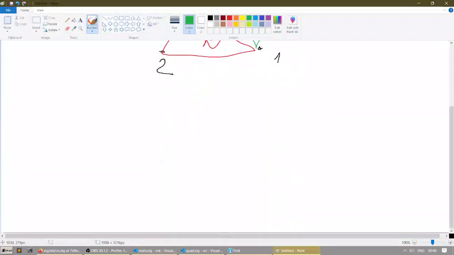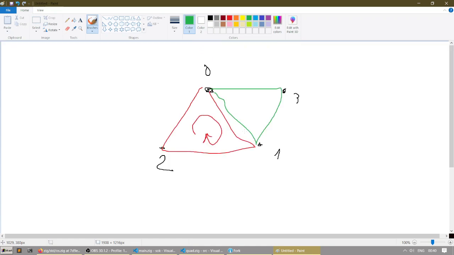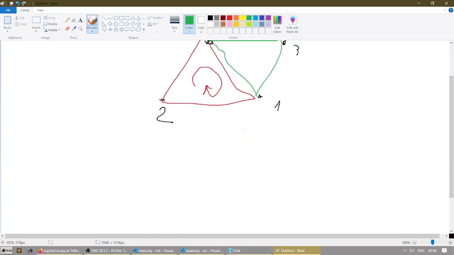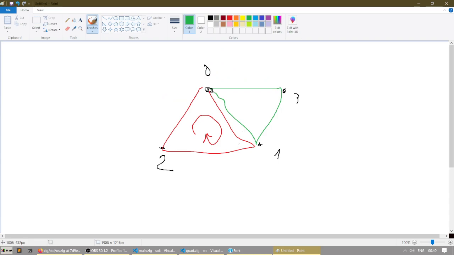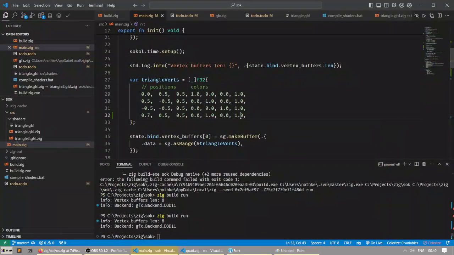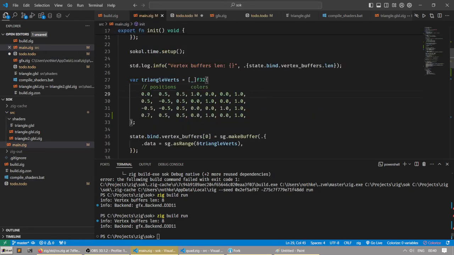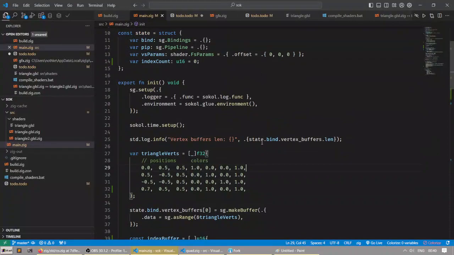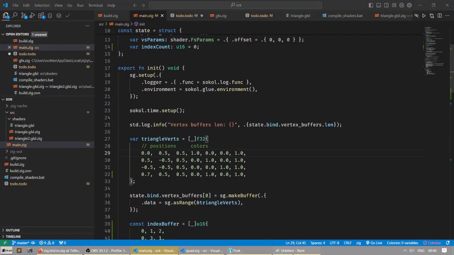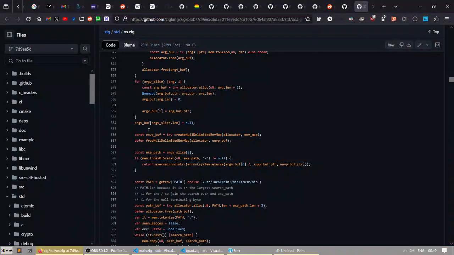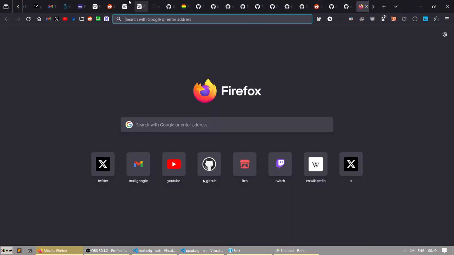So here we go. We have now another problem. Now let's try to draw a circle. We did draw a quad. Done. Create a circle of vertices. So how do we do that? How do we create a circle? Well, here I just realized that I don't have to draw in Paint. I can do this thing.